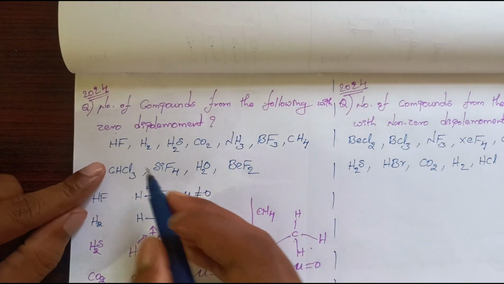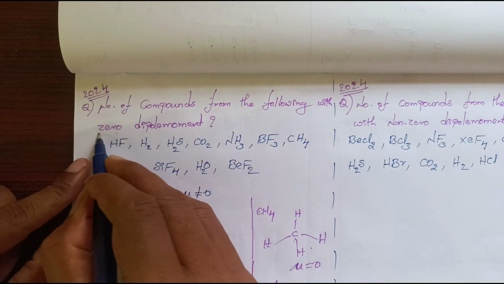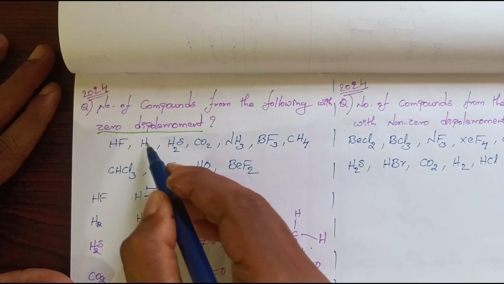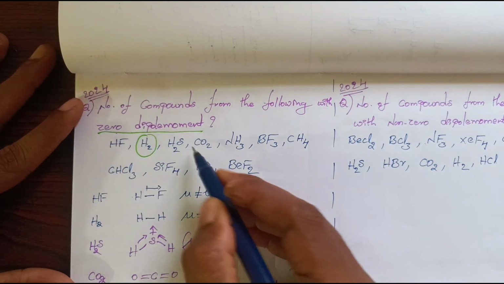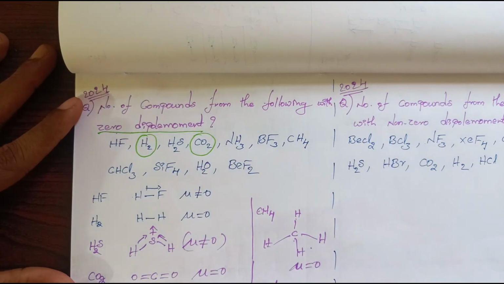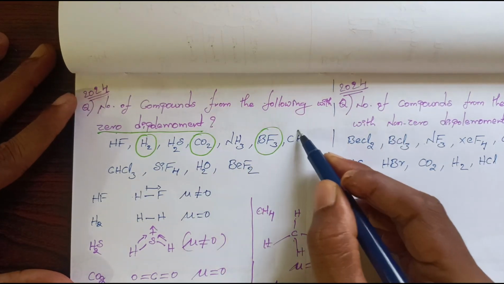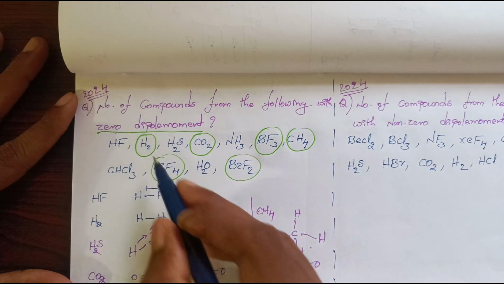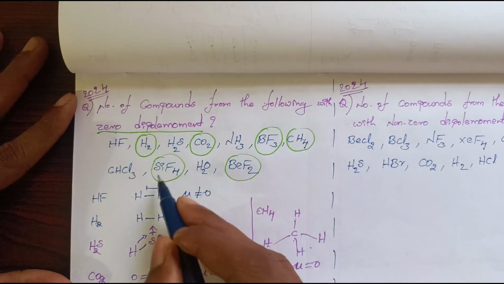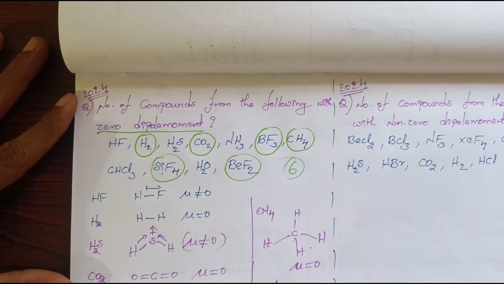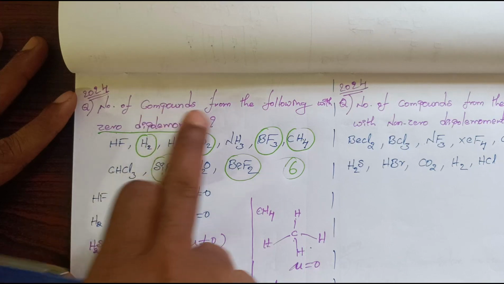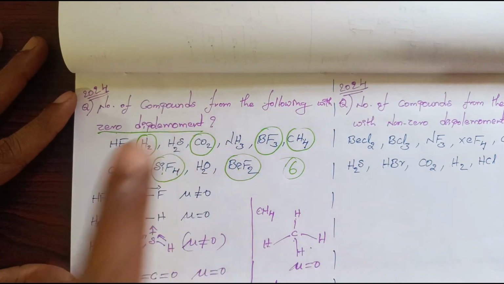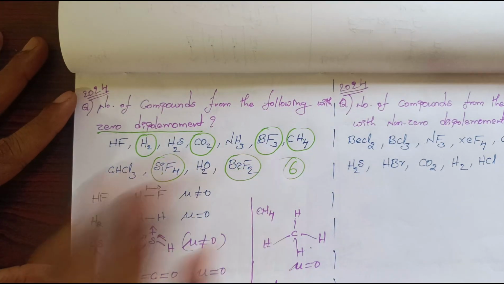So among all these molecules, how many molecules have zero dipole moment, students? H2 is the zero dipole moment. CO2 zero dipole moment, boron trifluoride zero dipole moment, CH4 zero dipole moment, and SiF4 zero dipole moment, BeF2 is the zero dipole moment. How many molecules? 1, 2, 3, 4, 5, 6 molecules have zero dipole moment in this question. Number of compounds from the following with zero dipole moment. Remaining molecules are non-zero dipole moment.